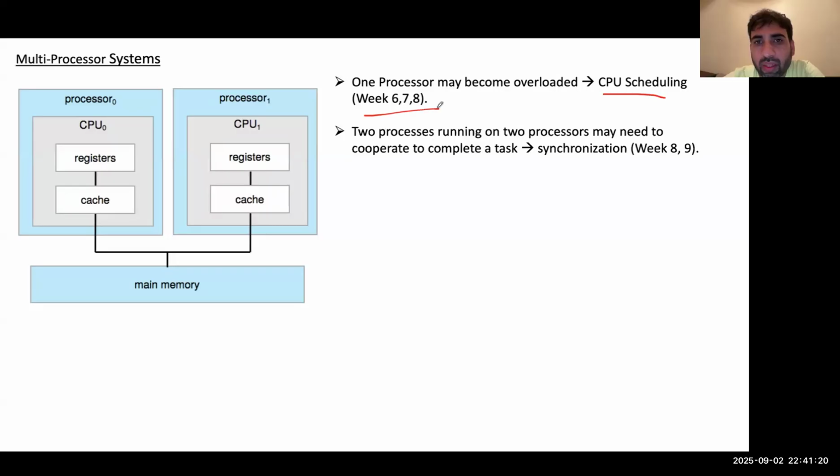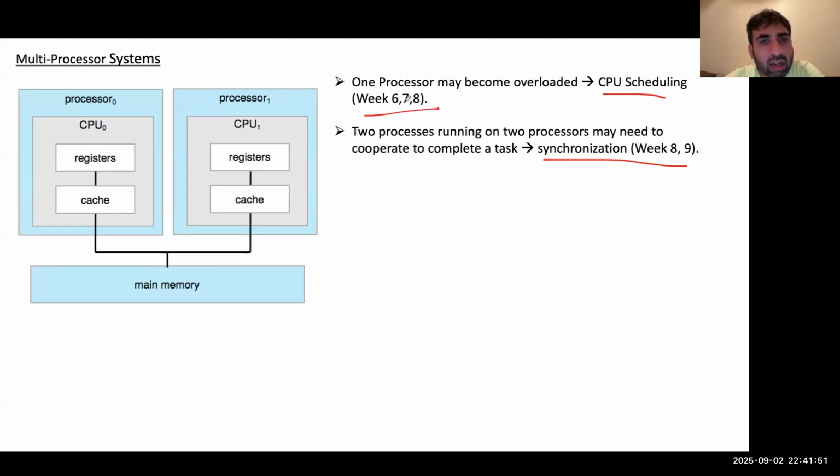Also, when you have two or more processes running on different processors, they may need to cooperate with each other to complete a task. And as I briefly explained in the previous slide, they may need to have ordered accesses to the memory, to the shared data, which means that their accesses need to be synchronized with each other. And we will talk about the synchronization mechanism in weeks 8 and 9, right?